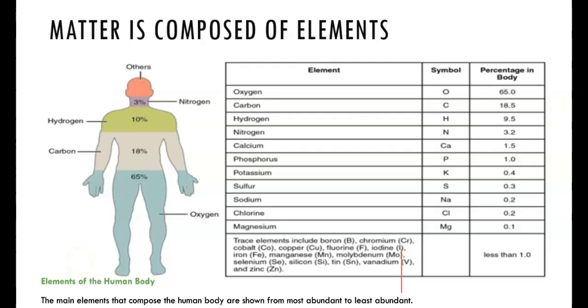This table shows the relative contribution of the main elements that make up the human body, from the most abundant at the top of the table to the least abundant. It is no surprise that oxygen, carbon, and hydrogen are the top three elements, since much of the body is composed of water, which is made up of hydrogen and oxygen. Carbon is also found in all of the organic molecules that make up the body, and that I will discuss in other videos.